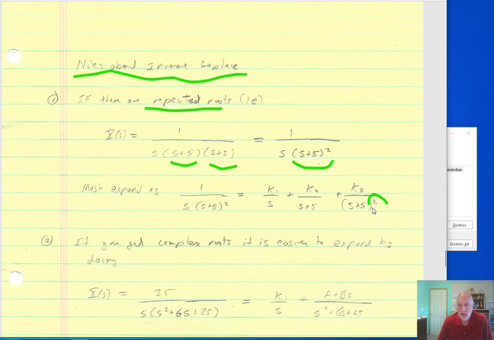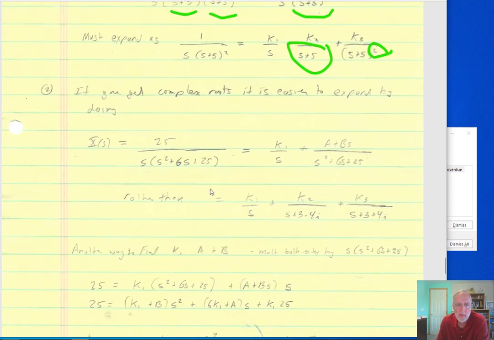You have to include s plus 5 and the squared term. Just the way it works. So whatever order polynomial, order of factor here, you have to include that plus all of the lesser values. Probably remember this from differential equations. That's note number 1.